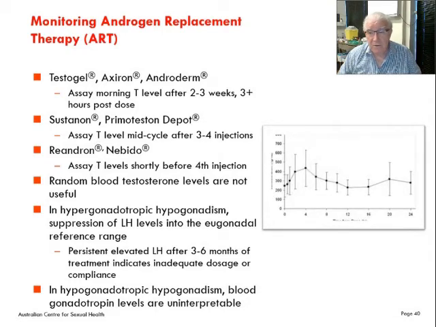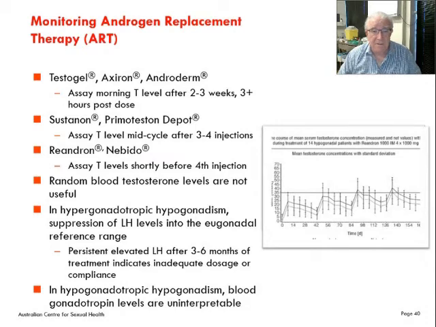In patients on a short-acting testosterone, we should assay their testosterone level mid-cycle after 3 to 4 weeks of injections, or 3 to 4 injections. And in patients on a long-acting testosterone, such as Reandron or Libido, we should do a trough testosterone level 1 to 2 weeks before the 4th injection. Random testosterone levels in these patients are of little use and are difficult to interpret.